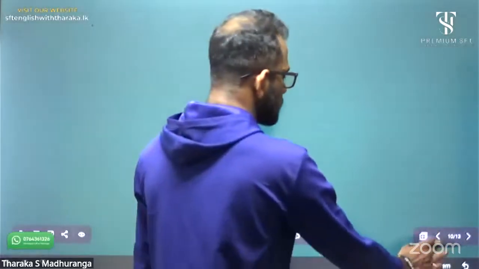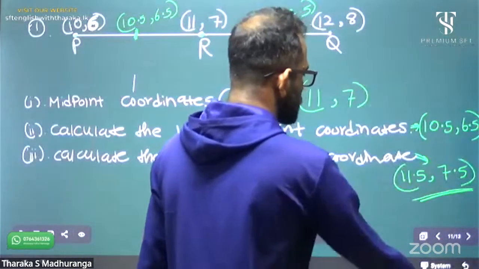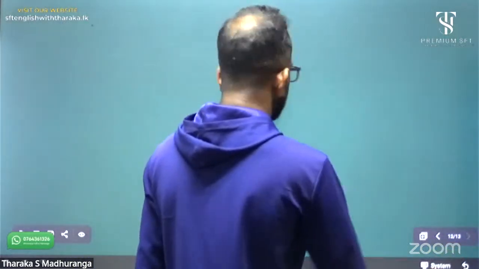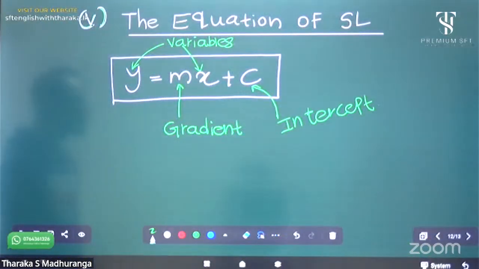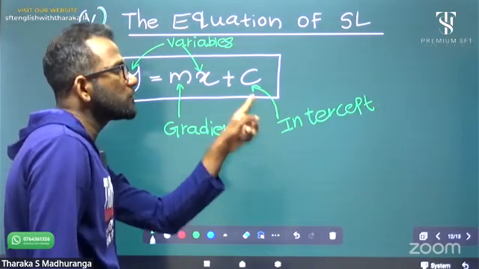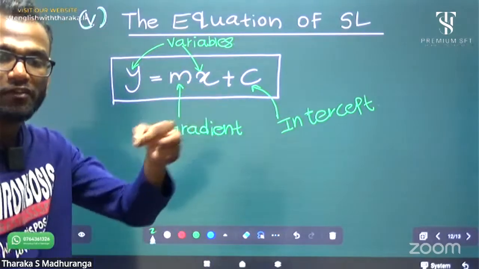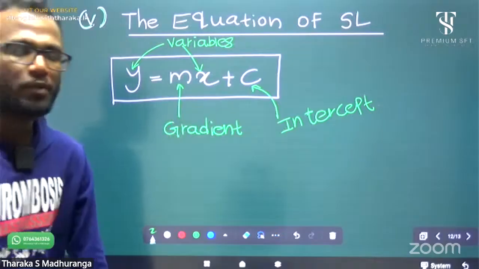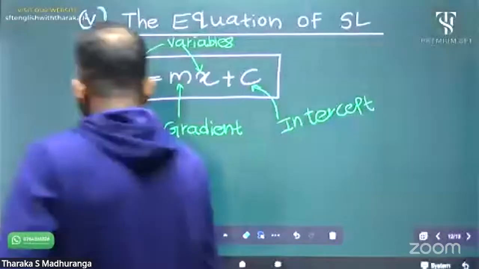Now you should know this isn't for every type of straight line. Y equal mx plus c is the common equation for any type of straight line, where m is the gradient and c is the intercept. X and y are the variables, they change, they vary from point to point.